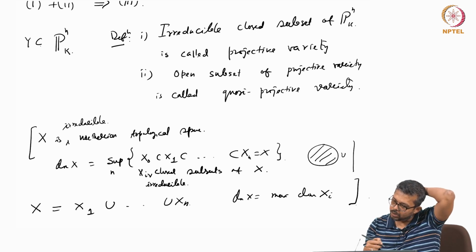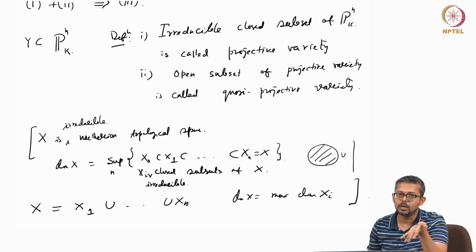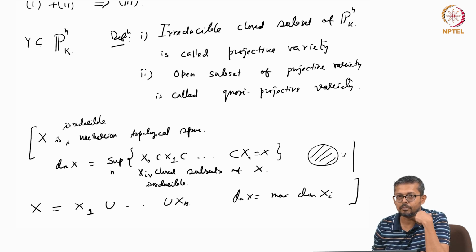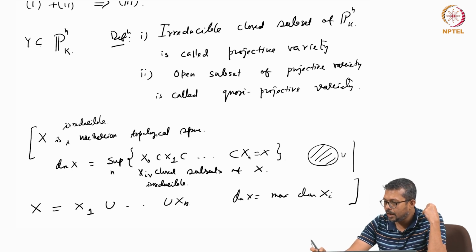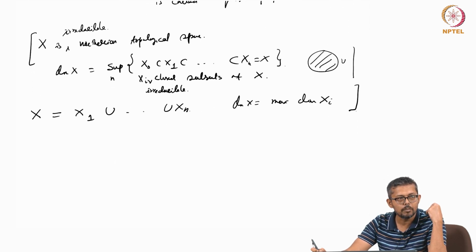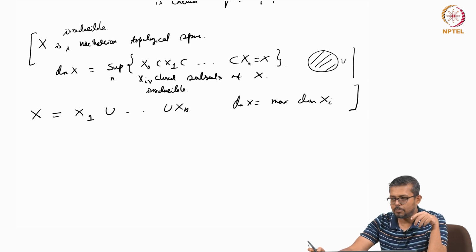Now dimension as a topological space under the Zariski topology. If Y is irreducible in the affine case, we know the dimension of Y is the dimension of the coordinate ring. Here also you can talk about the coordinate ring, but its dimension is one more. I'll come to that.